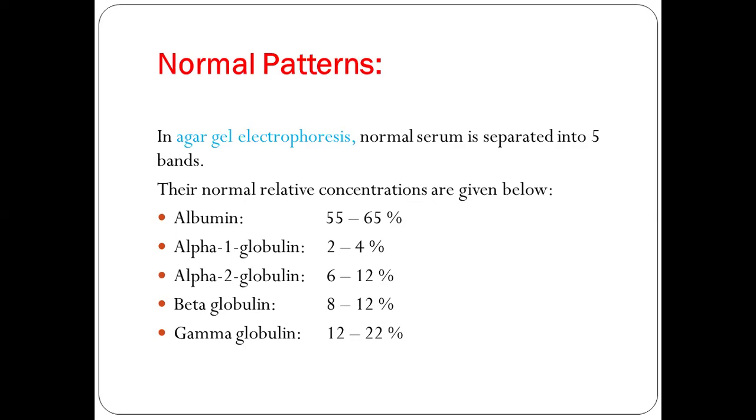Coming to the normal pattern, in agar gel electrophoresis, normal serum separates into 5 distinct bands. Their normal relative concentrations are: albumin 55 to 65%, alpha 1 globulin only 2 to 4%, alpha 2 globulin 6 to 12%, beta globulin 8 to 12%, and gamma globulin 12 to 22%.